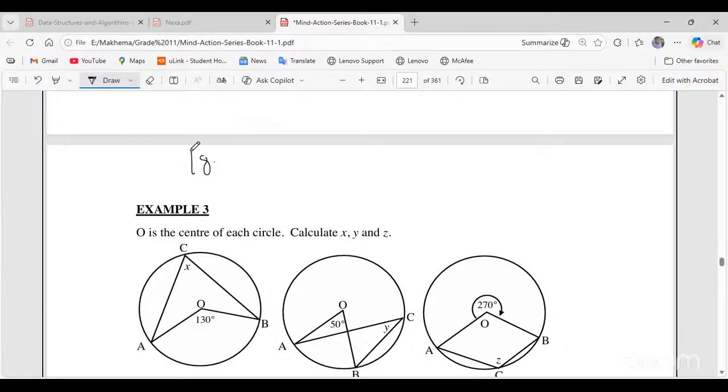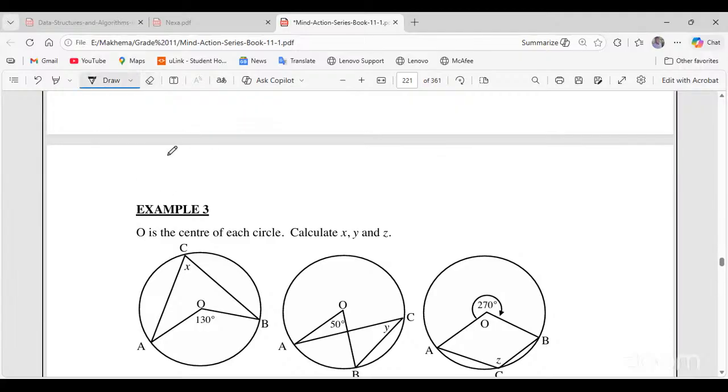130, not 80. Hey, what is happening? I don't know what is happening with this. I'm sorry for that, guys. I don't know what is happening with my PC, but okay.